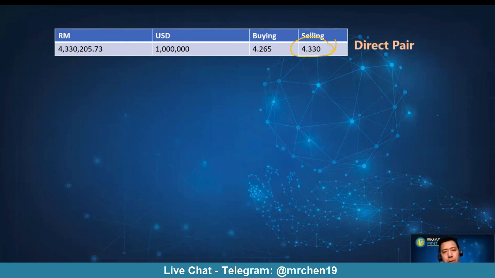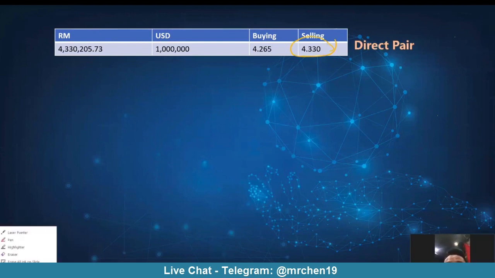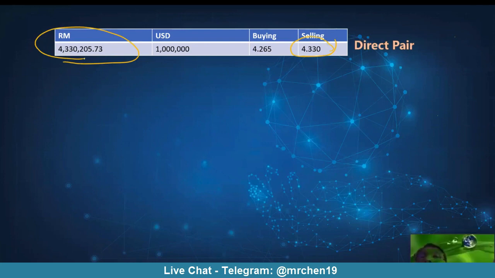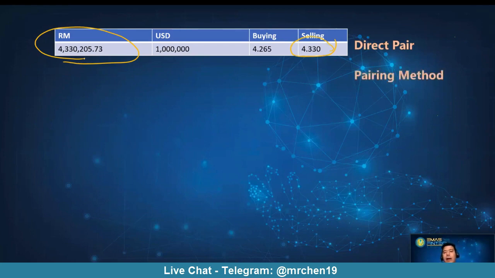Normally, assuming that today I have my ringgit, I will say that this is my stock here. And I need to trade for US dollar, but I won't be trading it directly because this doesn't give me any benefits, because there is a fixed rate, right? So what will I do?